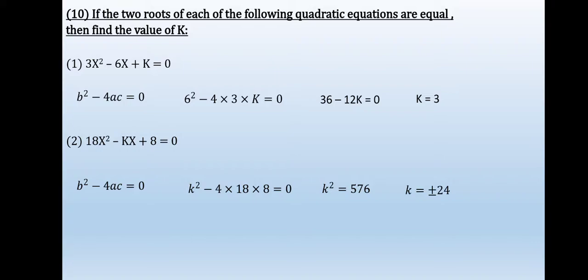Number 10. If the two roots of the following quadratic equations are equal, that means the discriminant equals 0. Find the value of k. Number 1, 3x² − 6x + k = 0.